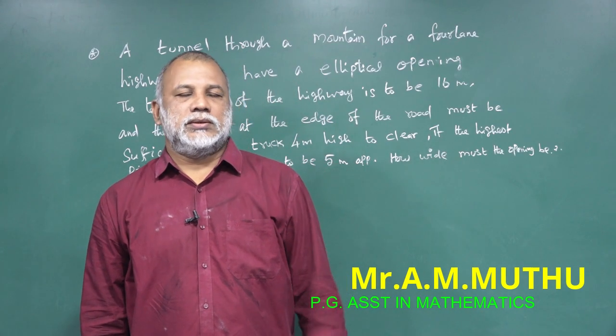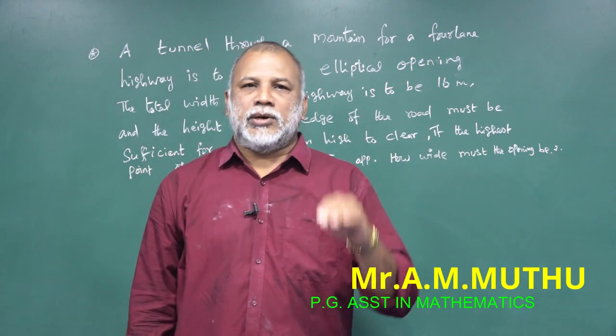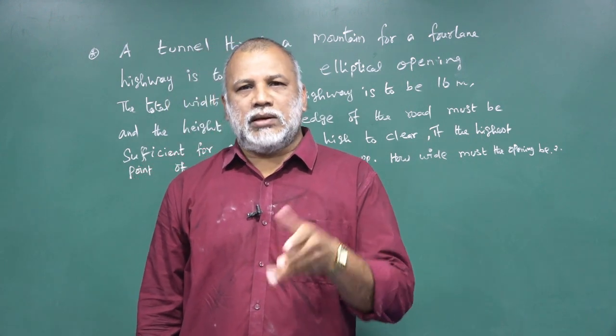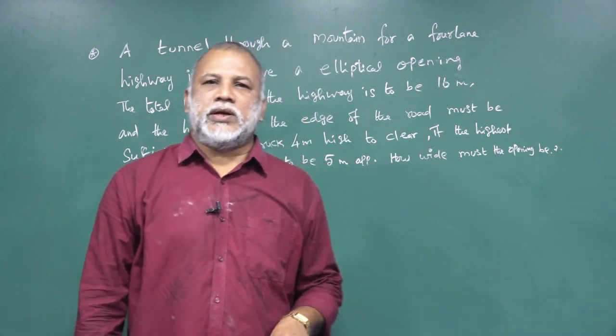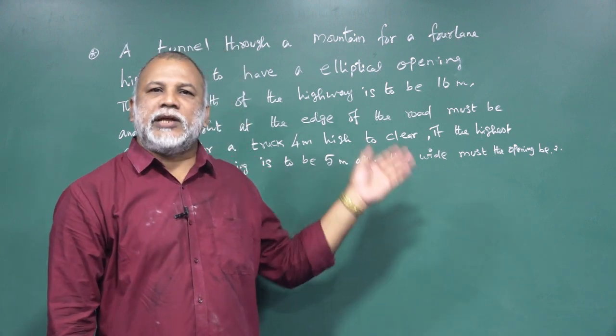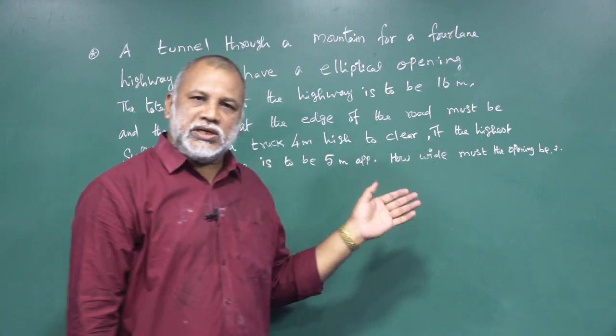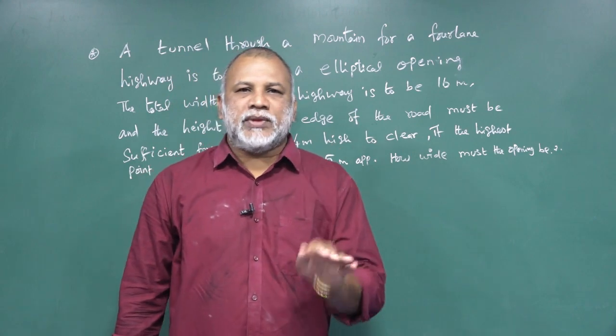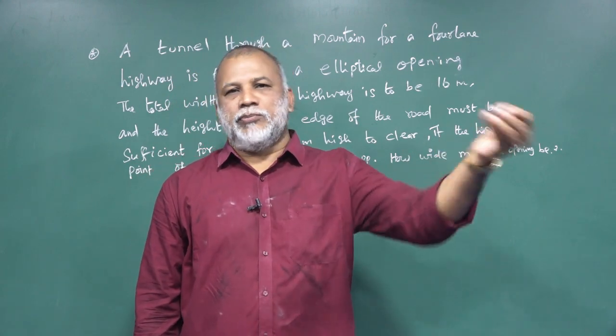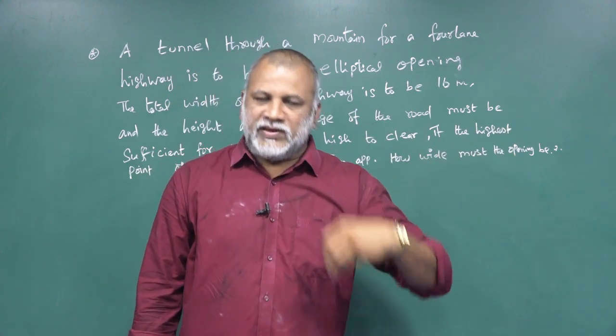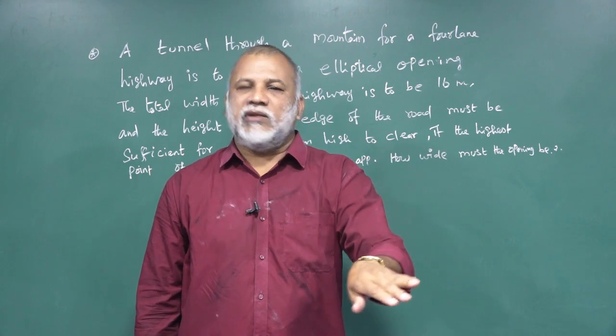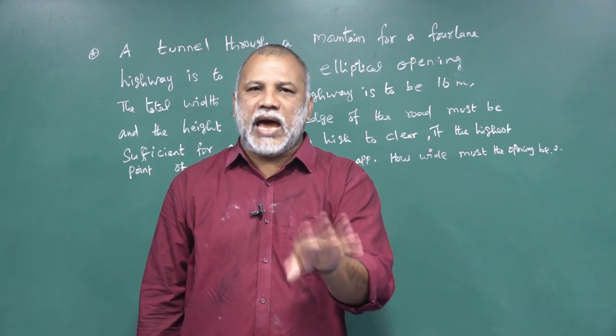Good morning, students. We already discussed some application problems based on ellipse. Today also we are going to work out the same type of questions. Read the question carefully. Take down a rough diagram with the help of the given data. Then convert the rough diagram into a fair one. Fair one means with the help of the axis.